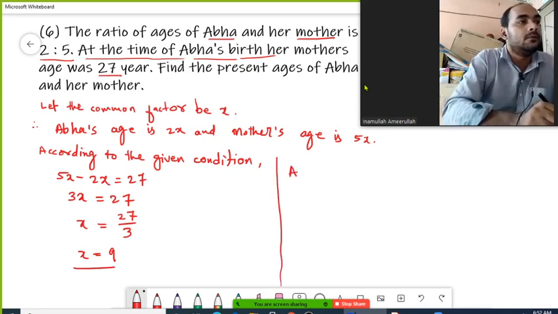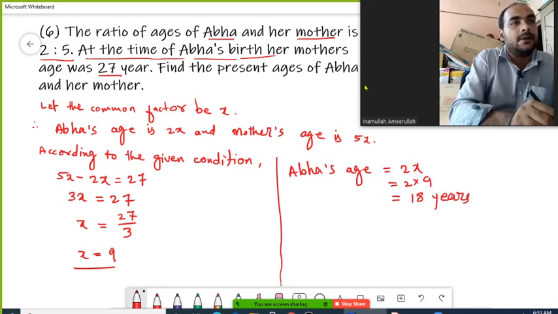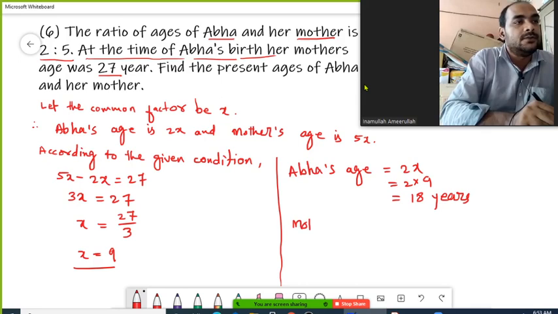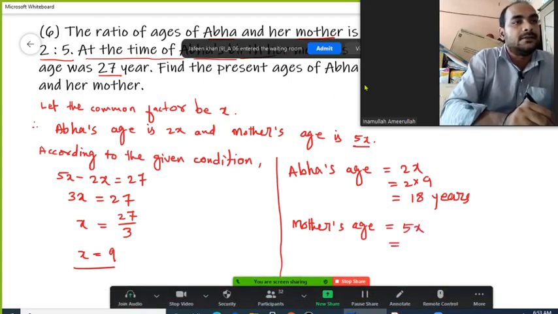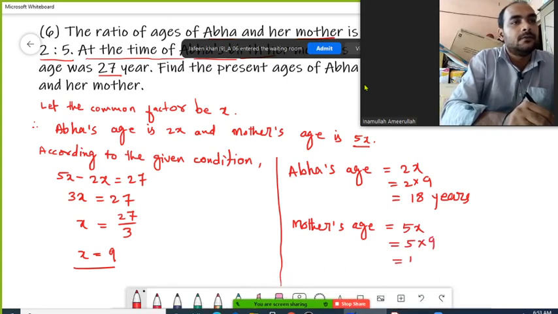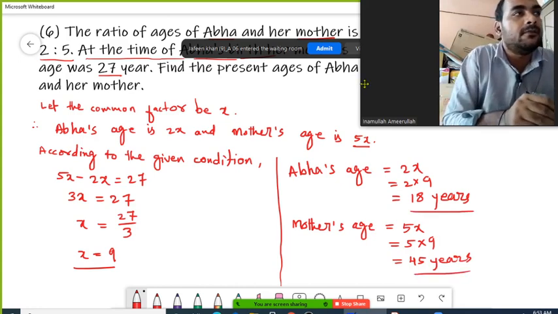Now Abha's age is 2x, that is 2 into 9, which is 18 years. So Abha is 18 years now, and mother's age is 5x, so 5 into 9, 45 years. So the present ages of Abha and her mother are 18 and 45 respectively.